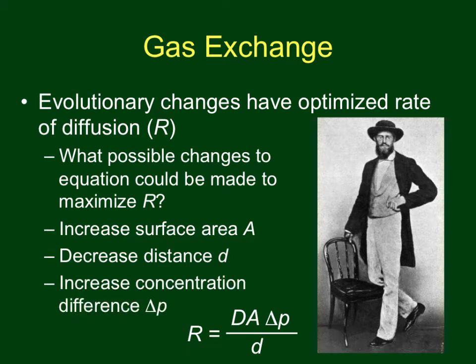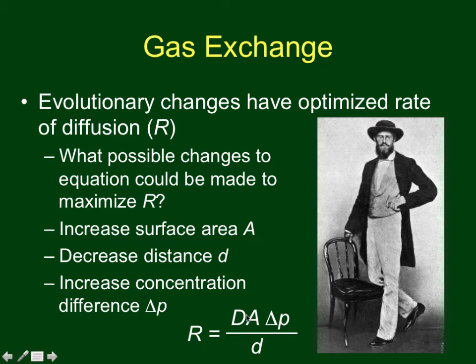We could also look at delta P. Delta P is the difference in pressures of the gases from one side of the membrane to the other. There are even some physiological adaptations to help maximize the delta P value, to ensure that there is as little CO2 on one side of the membrane as possible and as much CO2 as possible on the other side. That's also going to help diffusion happen quicker.